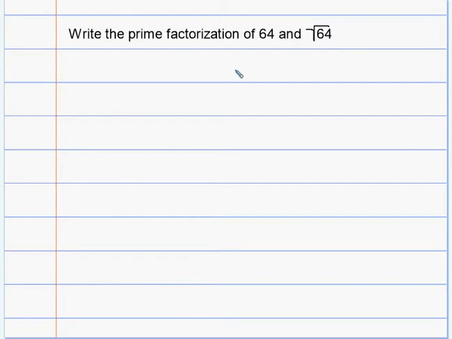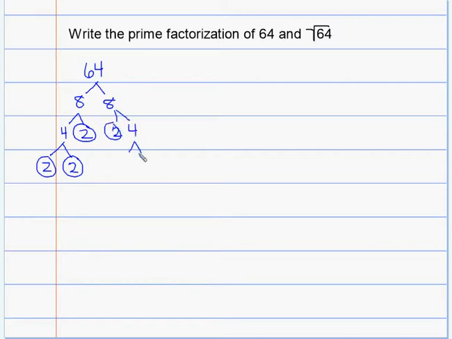Okay, so we're going to write the prime factorization of 64 and the square root of 64. Okay, so I'm going to start with 64. I'm going to put the number here, and again I told you I was going to use factor trees. 64 I know is the product of 8 times 8, and I know that 8 is 4 times 2, and I know that 2 is prime, and I know that none of these others were, and this 4 breaks down into 2 times 2. This 8 is going to do the exact same thing, 2 times 4, and then 2 times 2.